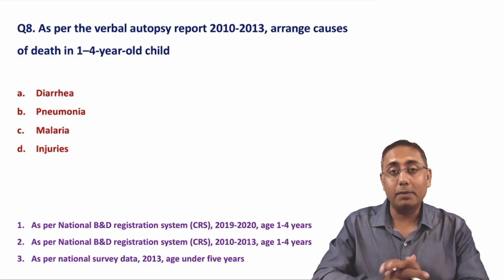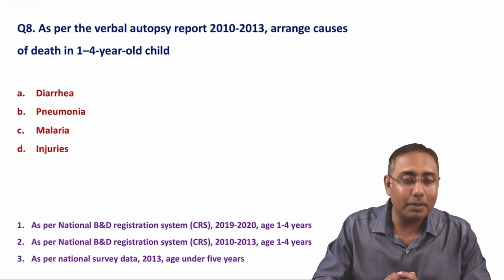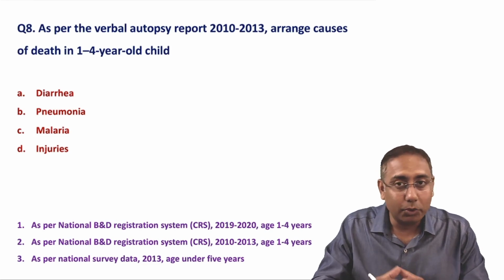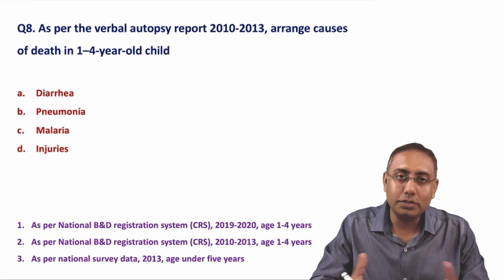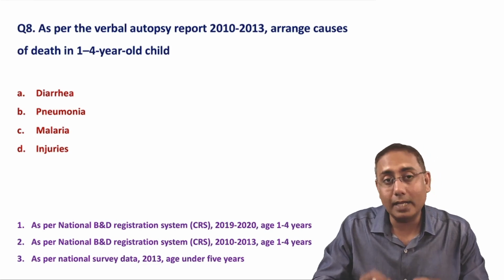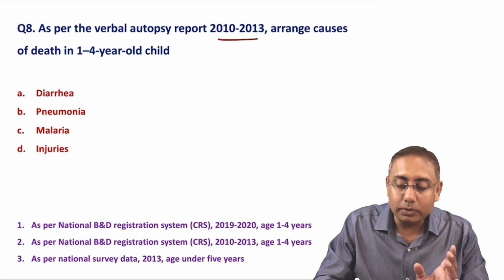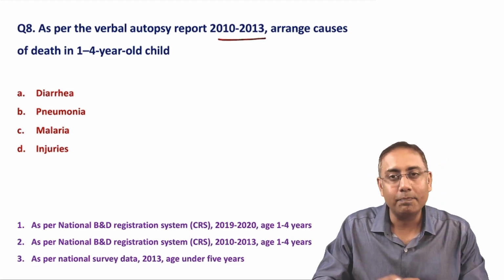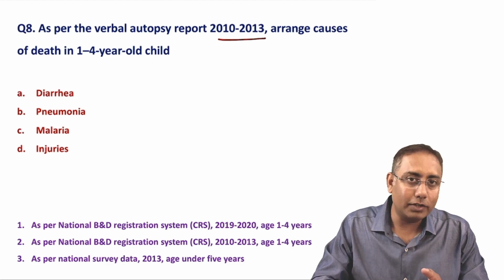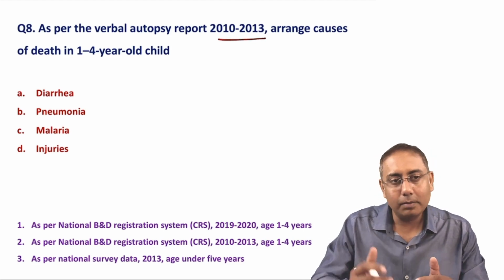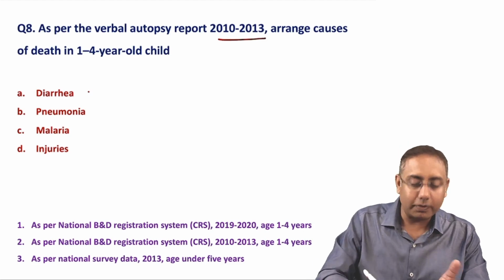Next question, question number 8. We will be spending a little bit more time on this question because I'm not sure about the recall, but yes, most of the students have given this report: as per the verbal autopsy report dated 2010-2013, that is 10-year-old data, arrange the causes of death of children 1 to 4 years as per the following: diarrhea, pneumonia, malaria, injuries. So you have different options.